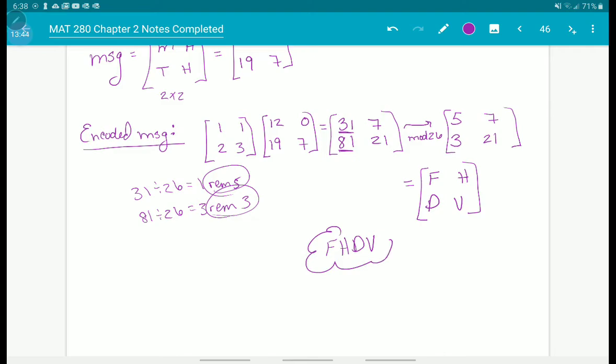So think about if you were encoding this to someone and you sent them that, they would have no clue what that means. But if it got to the person who knew what the encoding matrix was, then they would be able to decipher the message. So there's our encoded message.